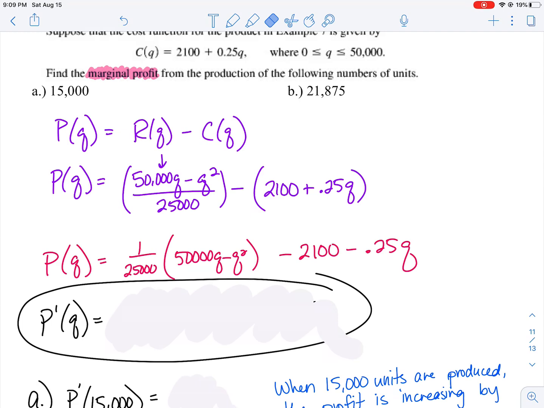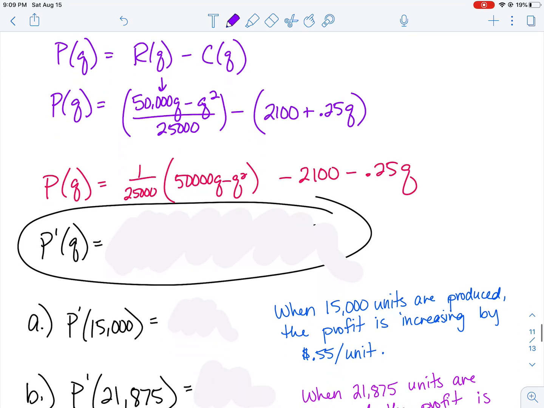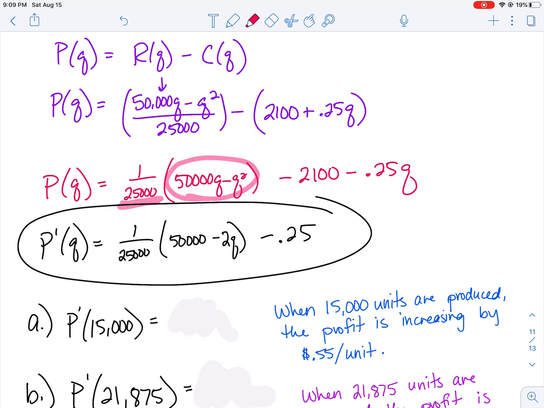I still have to find, though, my marginal profit, which means I need to take the derivative of this now. So we have just a constant in front that we should be able to leave alone. Then we should be able to take the derivative of that first term. Then we can take the derivative of our second term. Because it's just separated by a plus or minus sign, I can take the derivative of negative 2100, which we know the derivative of any constant is 0. And last, we can take the derivative of this third term, and the derivative of negative 0.25Q is just negative 0.25. So now, our black equation is our marginal profit, the rate at which our profit is changing depending on how many units we sell.